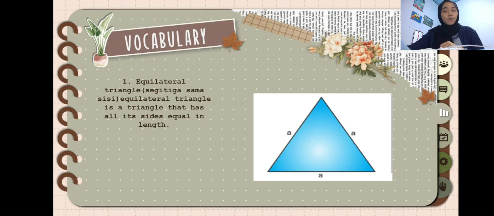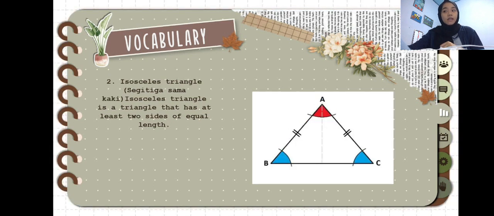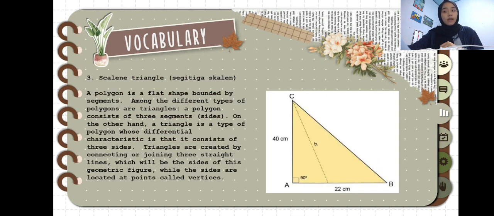The first vocabulary: equilateral triangle, segitiga sama sisi, is a triangle that has all its sides equal in length. Next, isosceles triangle, segitiga sama kaki, is a triangle that has at least two sides of equal length. Next, scalene triangle, segitiga tidak sama sisi.